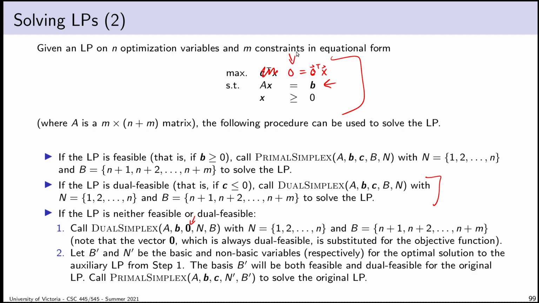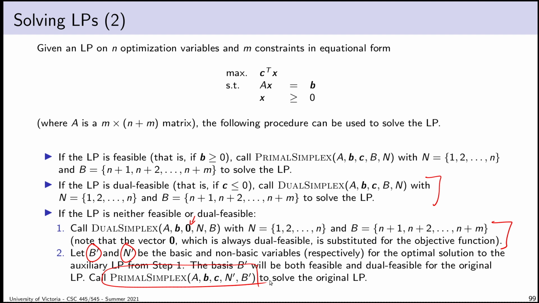We run the dual simplex method, and then when it gets to its optimal solution, which is guaranteed by duality to be both primal and dual feasible for this modified LP, we take the basis that it came up with. We'll call those B prime and N prime, the basic and non-basic variable sets for the solution to this phase 1 LP. We're guaranteed that it is primal feasible for this LP, and because it's the same constraint system, it will be a feasible basis, although it may not be optimal, for my original LP. And so I take that basis, and then I call the primal simplex method on it.